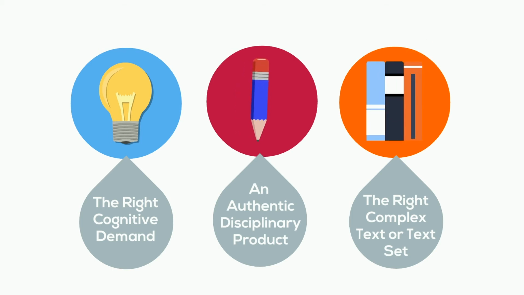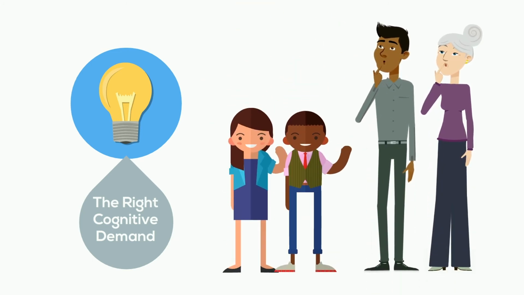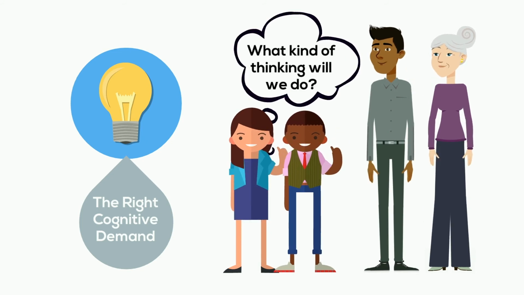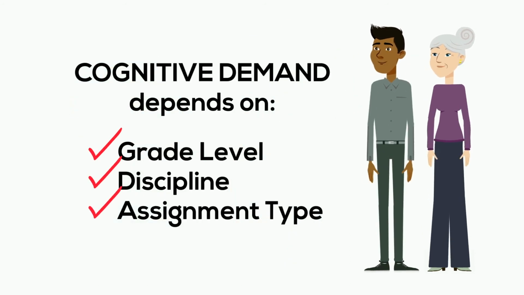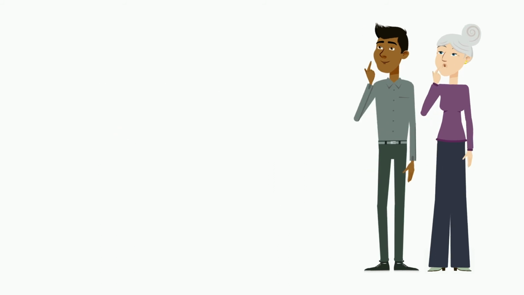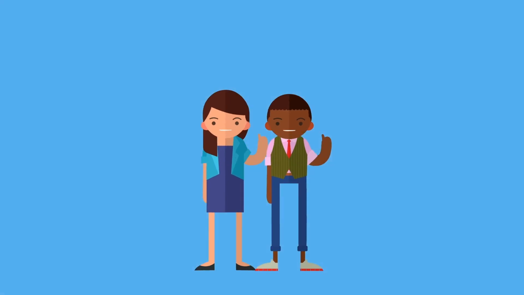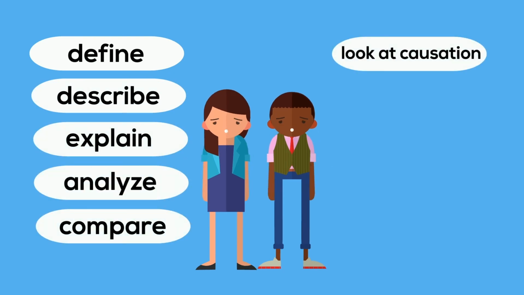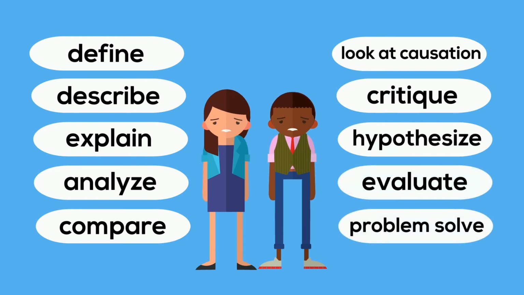Let's start with choosing the right cognitive demand. Every assignment you give is an opportunity for students to practice a cognitive demand. That is, the primary type of thinking your students will engage in during the assignment. Depending on your grade level, discipline, and assignment type, the cognitive demand will change. That's why it's important to write your prompt cognizant of the kind of thinking work you want your students to do. For example, are you asking your students to define, describe, explain, analyze, compare, look at causation, critique, hypothesize, evaluate, problem solve?